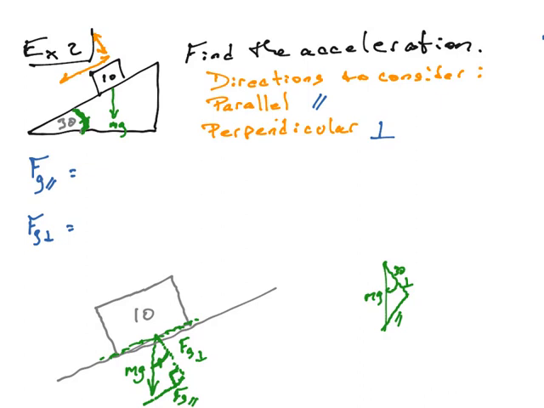So looking at the triangle, how do I get F_G parallel? The parallel side is this side down here. That side is opposite to my angle, and opposite means sine. So it's m times g times the sine of the angle, 30 degrees in this case. All right, well, what's m times g? m is 10, that's the mass of the block. g is 9.8, always positive, times the sine of 30. I'm going to plug this into my calculator: 98 times sine 30, and I get 49.